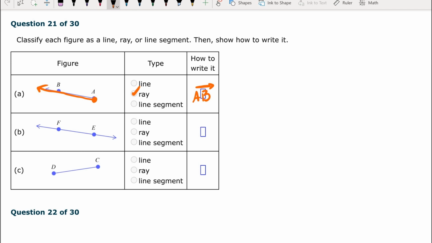The second one is a line, because you have arrows on both sides and it continues forever. So FE, and the double arrows on top. For line FE, it doesn't matter the order of the letters, because it extends on both sides. It doesn't matter which one you put down first. And D to C, they stop. They go from D and then stop at C. So this will be a line segment because they have an end on both sides. So that will be DC with the line segment on top. That's it for number 21.